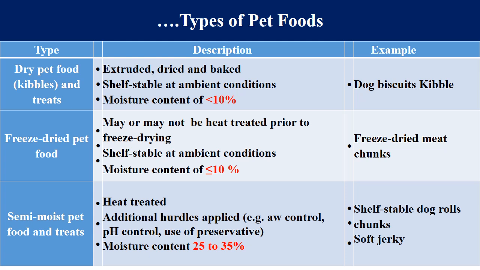Another variety is semi-moist pet foods and treats. They are heat treated and have additional hurdles for preservation, like reducing the water activity or reducing the pH, and some preservatives are used. The moisture content will be 25 to 35%. So these are again shelf-stable dog rolls, chunks or soft jerky, but because the moisture is a little higher, they may not have long storage.